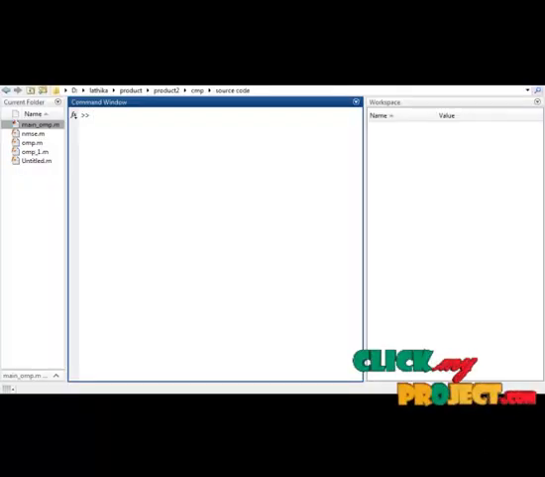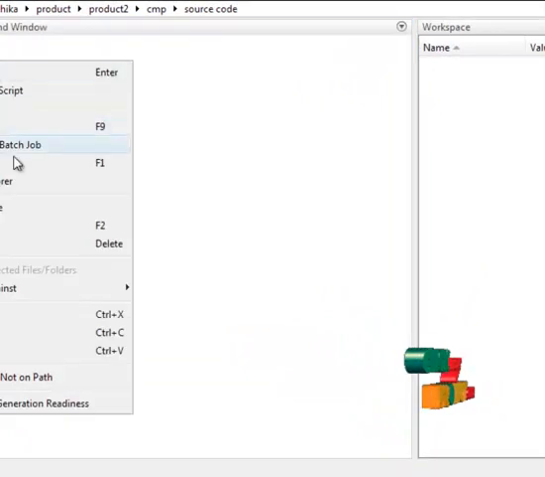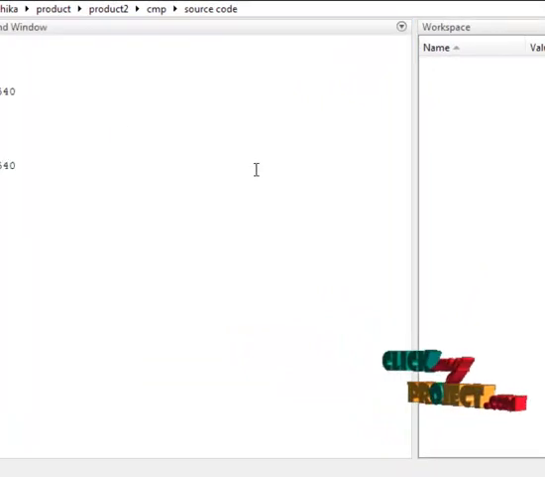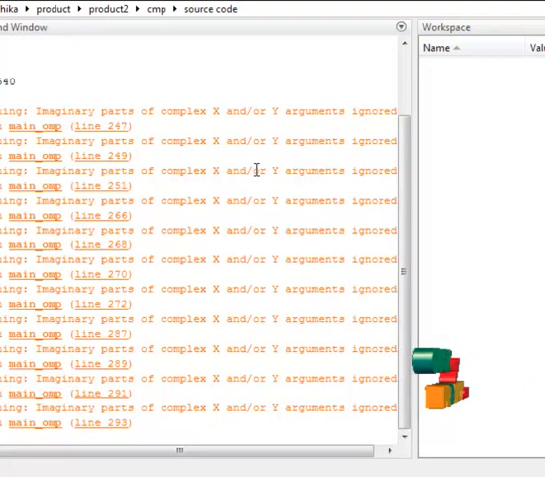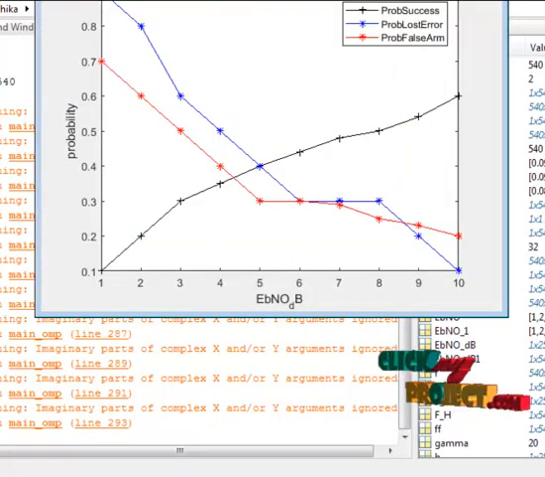Now we are going to see the running procedure of this project. The coding is done in Matlab 2017b version. The coding is in the main file. Now I am going to run this. The code is running. It will take a few minutes to display the graph. The graph has been displayed.